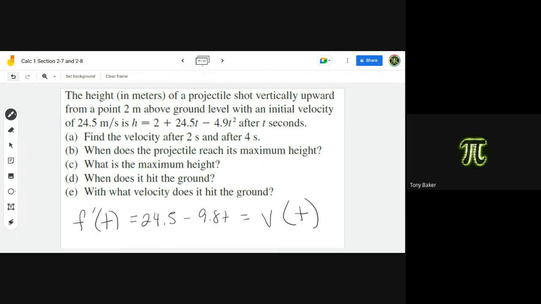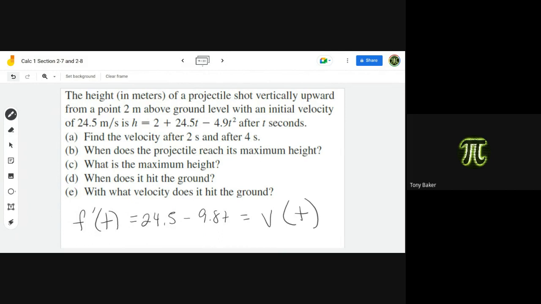Now think about this for a second. What's b? 24.5, right? What's 2 times a? So it's b for negative b over 2a. It's right there.